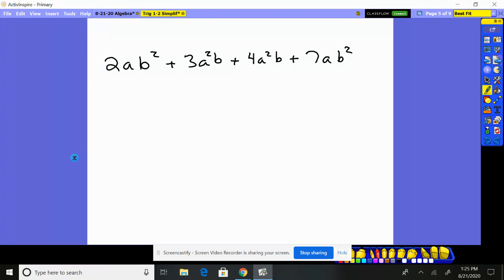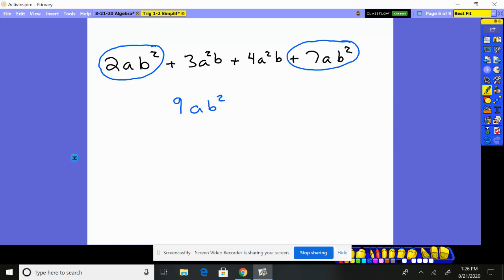Let's look at this. We have an ab squared and then an a squared b. You got to be careful here. 2ab squared. Do we have any other ab squareds? Well, I see one here. Those others are not. Those are a squared b's. So we're going to put the 2 and the 7 together. If you have 2 of something plus 7 of it, you have 9 of the ab squareds.